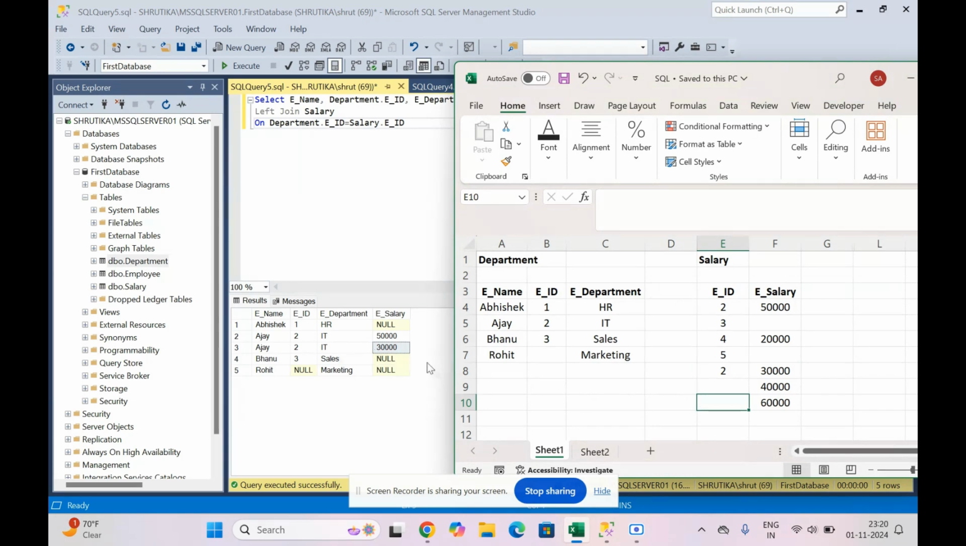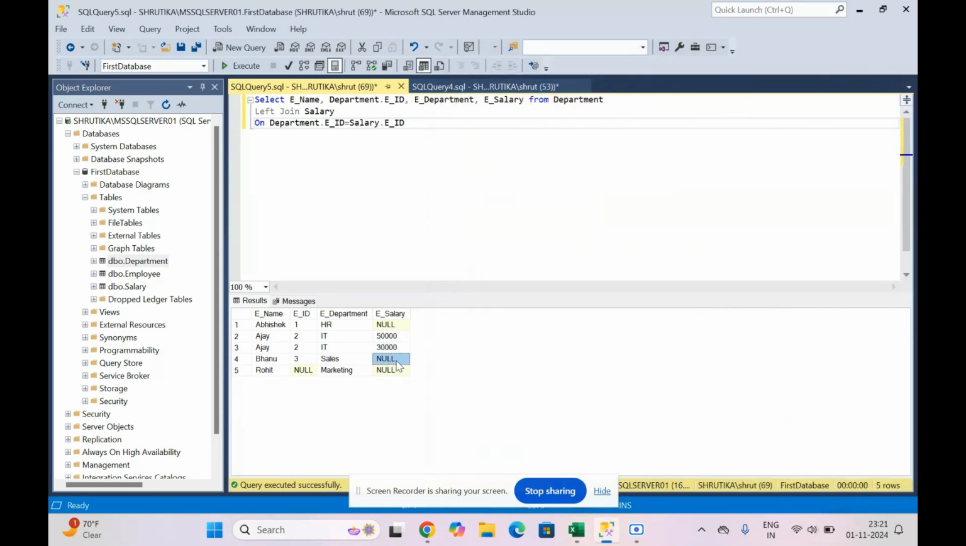Now Bhanu was simple. Bhanu had just one row of data and we had a matching EID also in the salary table, but the salary was null, so that's why we see it as null. But this is coming through a match. This is not a missing value.